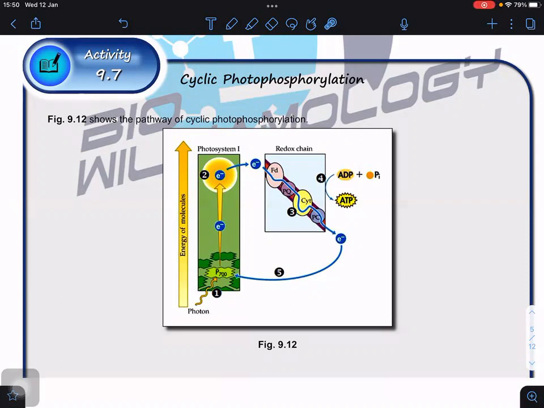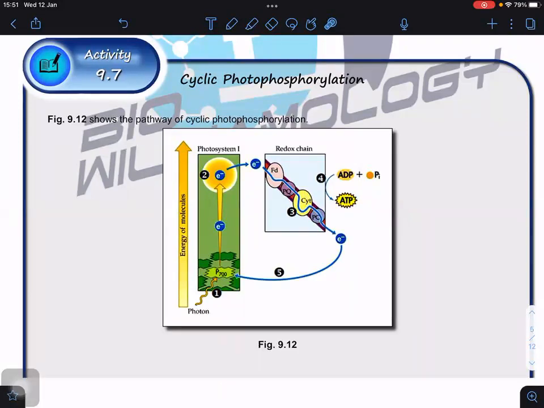But why is it so stupid, to donate an electron and then take it back? This process actually allows the plant to synthesize ATP. Are you clear? This process is very important for plants to synthesize ATP. Any formation of reduced NADP? No. Any formation of O2? No formation of O2. Are you clear? And which photosystem is involved? Only photosystem 1 is involved.